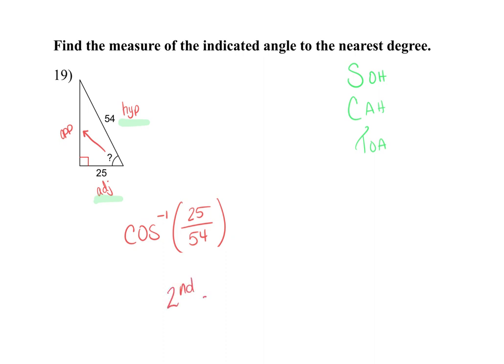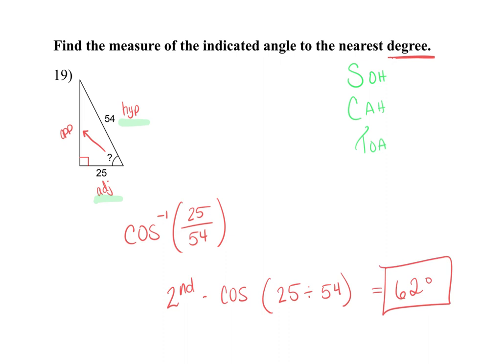So in your calculators, you're going to do your shift or your second button. You're going to do whichever trig function you figured out you needed to use. It's going to give you the inverse. It will open up parentheses, do adjacent divided by hypotenuse, right? To the nearest degree, which means the whole number, all right? So in this case, it wants 62 degrees. Nearest degree means you look at your first decimal place and decide if you stay or go up, okay?